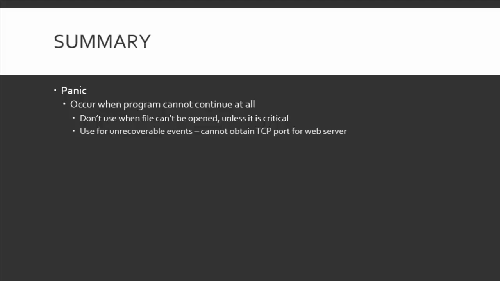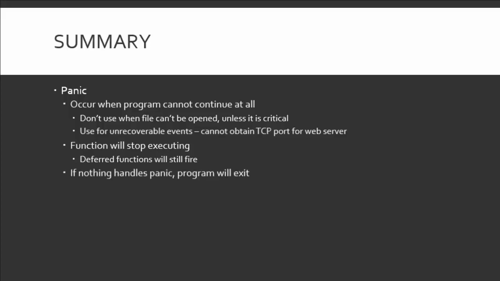Now, a situation where you might want to panic is unrecoverable events. So if you're starting up a web server and it can't get a hold of the TCP port that it's supposed to be listening on, then that's probably a situation where a panic makes sense. The function will stop executing immediately at the point of the panic, but deferred functions will still fire. If nothing handles that panic, then eventually the panic is going to go up the call stack, it's going to hit the Go runtime. The Go runtime has no built-in handling for panicking situations, and so the program will then exit.